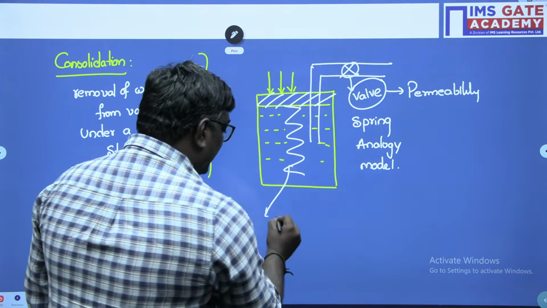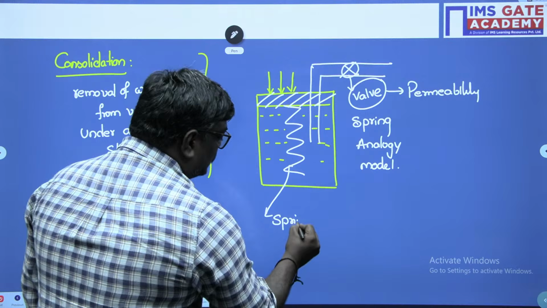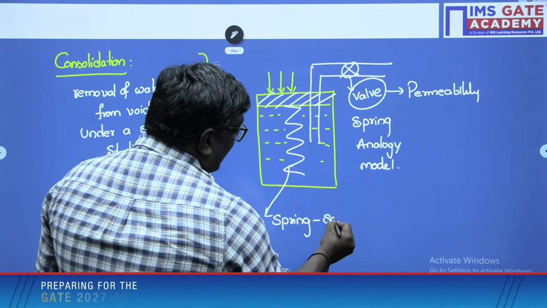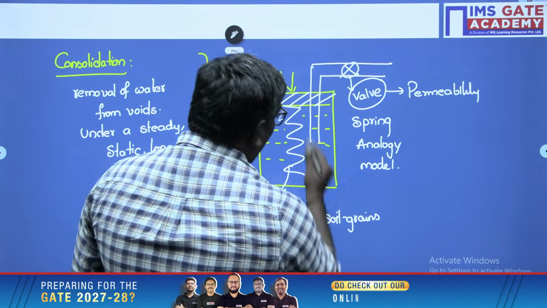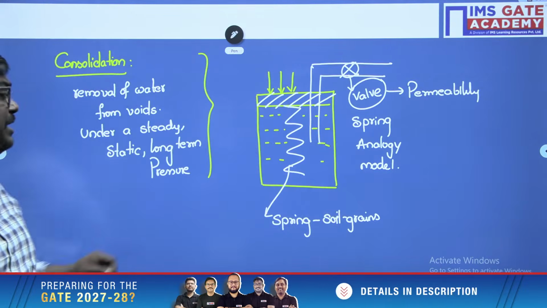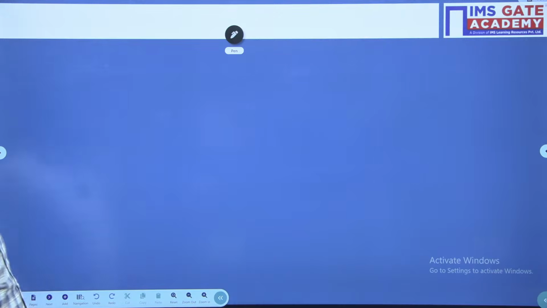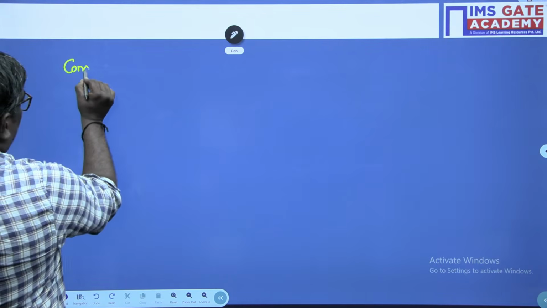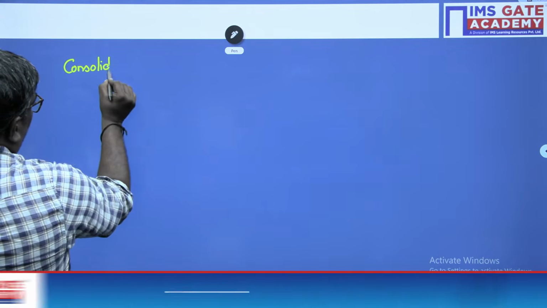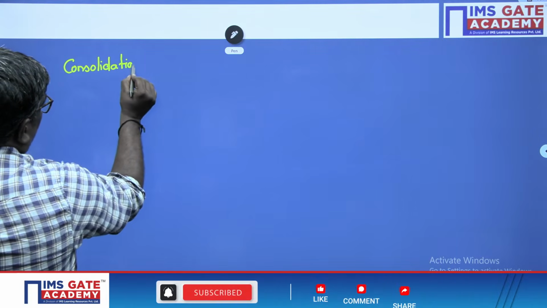If you consider the spring, the spring is considered as soil grains, and the cylinder is considered as voids. The stress on water is pore water pressure, and the stress on the spring is effective stress. Agree, my dear student? Similarly, in consolidation, we have different stages of consolidation.